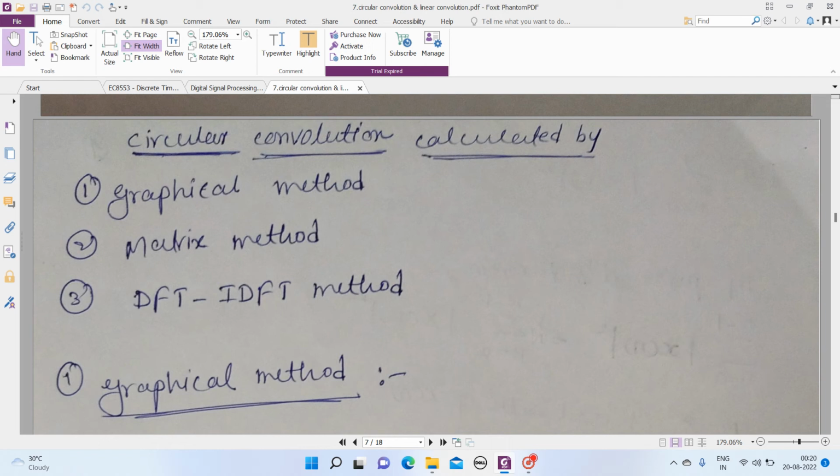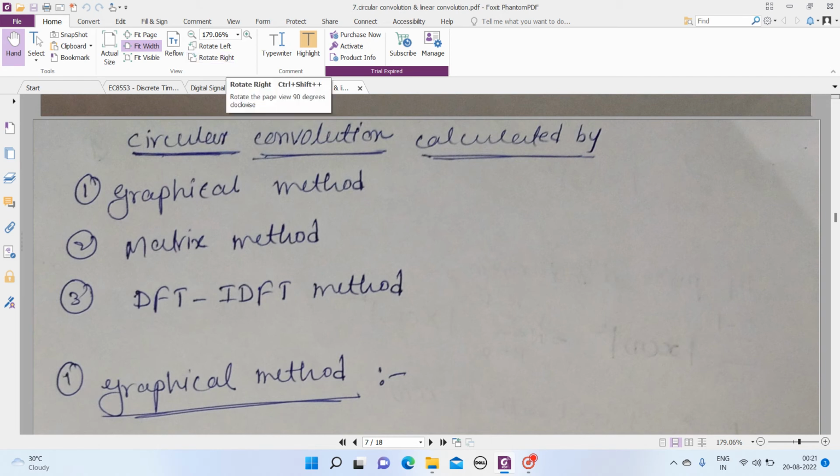So we need to convolve two signals. In convolution, there are two methods: the linear convolution method and the circular convolution method. Based on the requirement and application, we can use either linear convolution or circular convolution. In this section, the important question is the difference between linear convolution and circular convolution, and problems are also important.